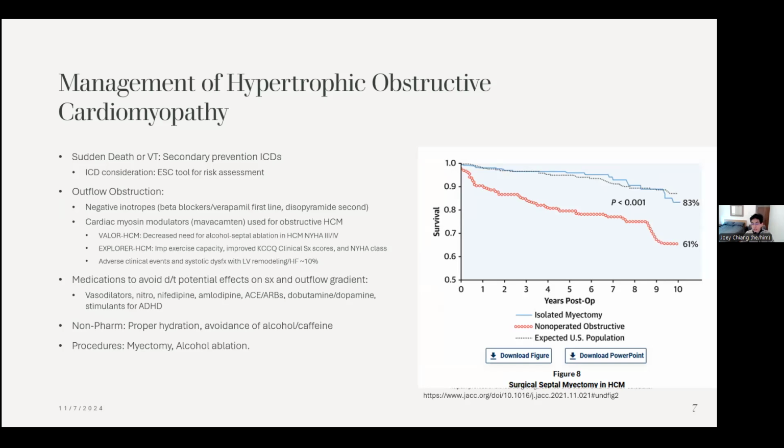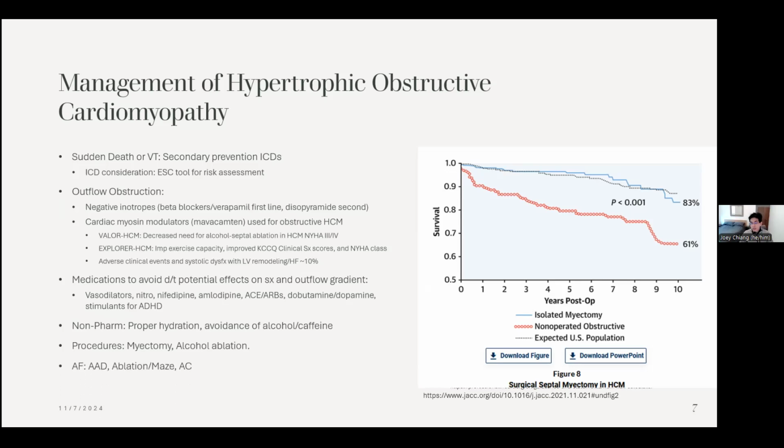And then alcohol ablation, this is something that's also done. The way in which I would offer this to patients is thinking about whether or not they're really interested in pursuing surgery. It can be very helpful in treating people, but it does have some degree of variability of effect, whereas myectomy is a little bit more of a definitive treatment.